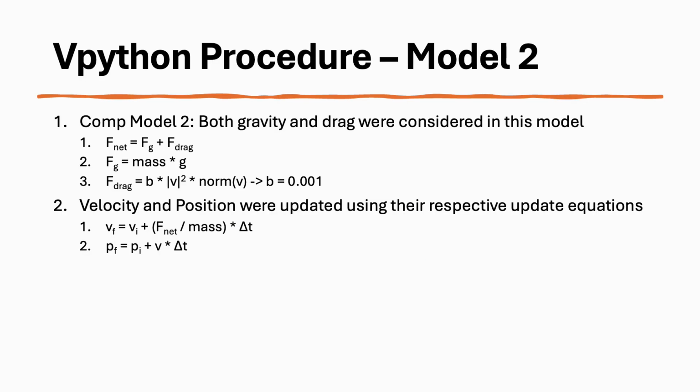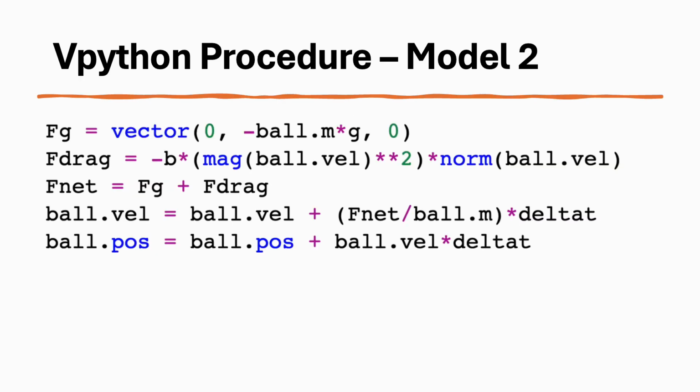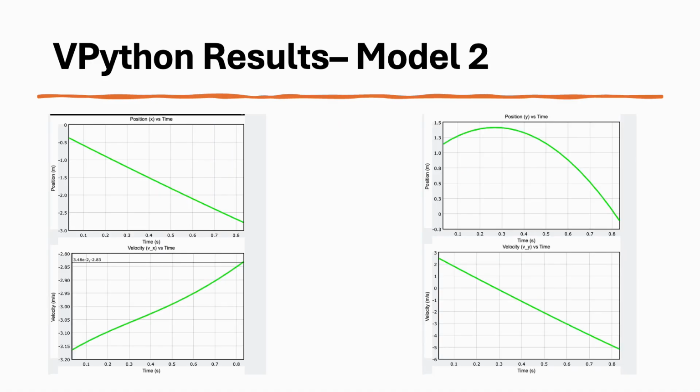For Model 2, we considered both gravity and drag, so F net was set equal to Fg plus F drag, where Fg equals mass times gravity, and F drag equals the proportionality constant, which was also defined, times the magnitude of the velocity, times the norm of the velocity. The velocity and position vectors were updated using their update equations. Here is how Model 2 was implemented in VPython. The results were obtained, and here we can see the graph of the position and velocity of the projectile over time in the x and y axes.